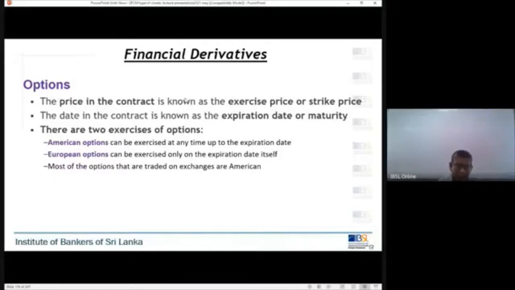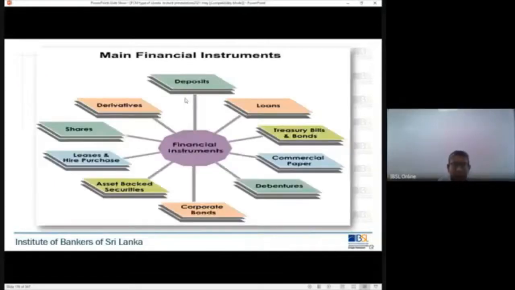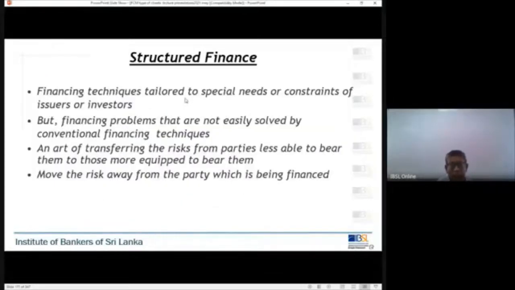Okay, these are some of the option details. You just read it. Then we go to another financial instrument, which we call structured finance. This is a little complicated, but I will try to explain it as simply as possible. That's good for you. Structured finance we call asset-backed securities.